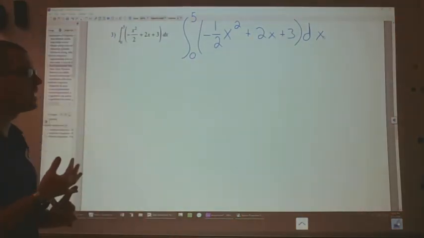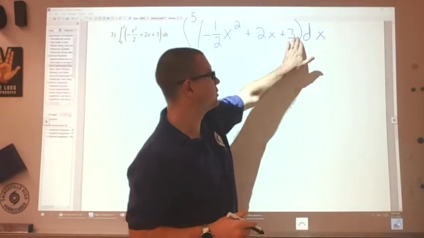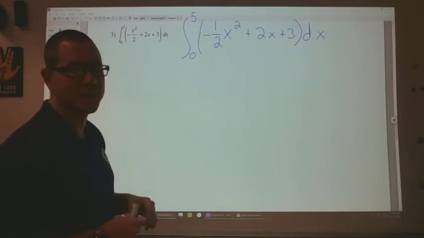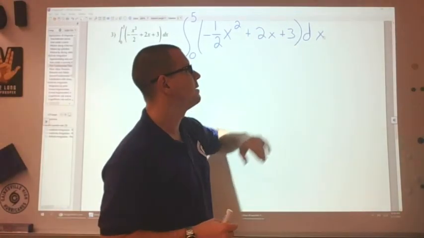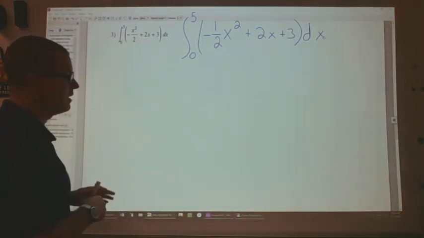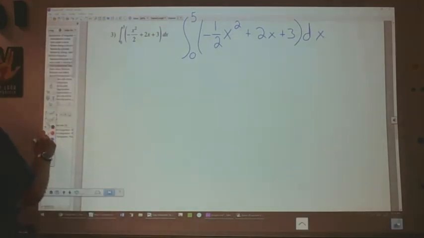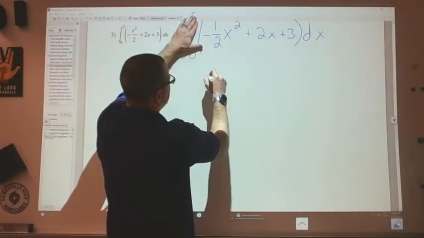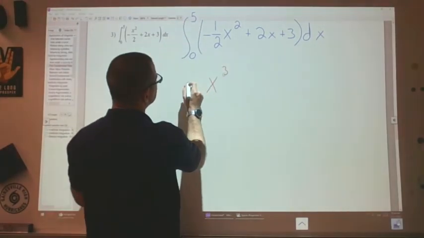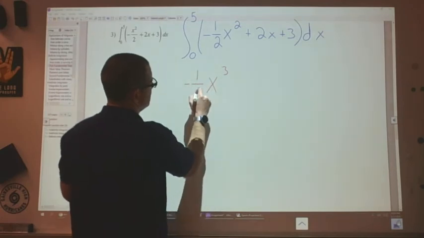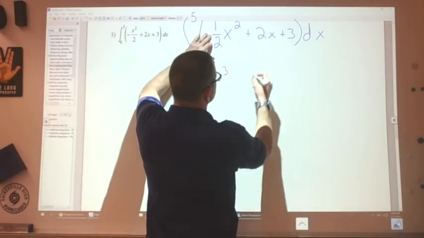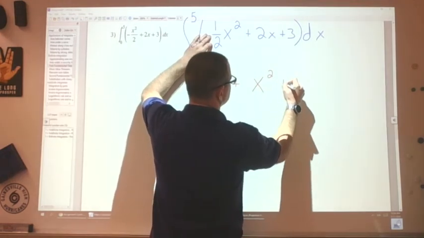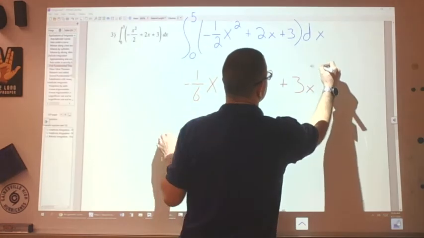I'm going to break up my integral. Again, we have 3 separate terms. I'm going to rewrite them in terms of power function if necessary, but it's not. These are all already power functions. And then I would apply the reverse power rule, which in this case would get us negative 1/6 x to the 3rd, plus x squared, and then plus 3x.